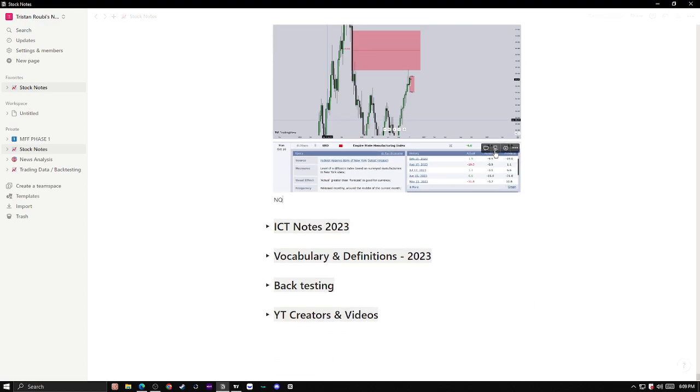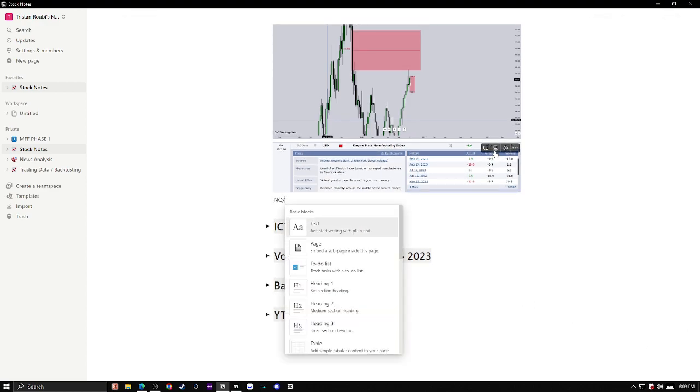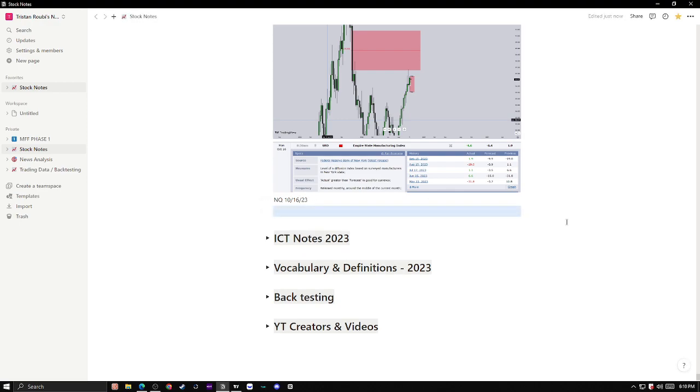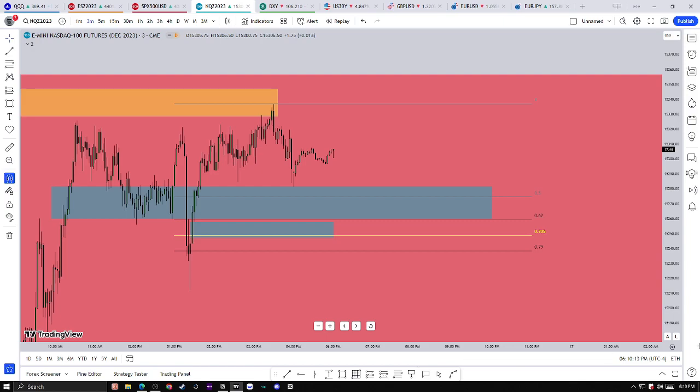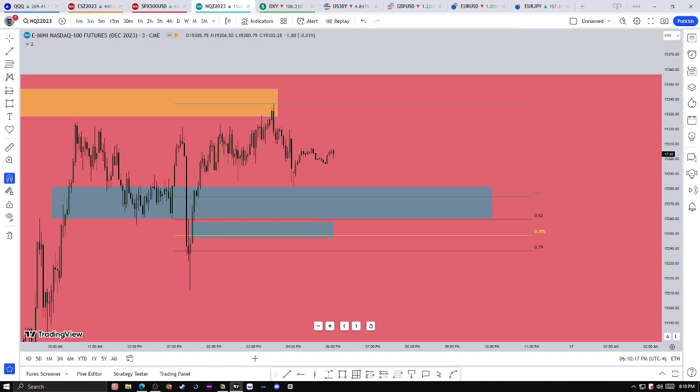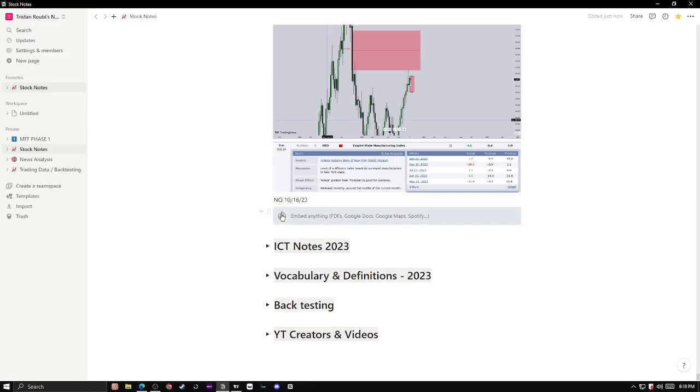Let me do this. NQ, what's today? 10, 16, 23. Oh wait, no, it's 16, 23. Boom. Paste that in there. Okay, that was nothing, I was spacing, dude. I'm gonna kill myself. I'm gonna play dumb. There you go.